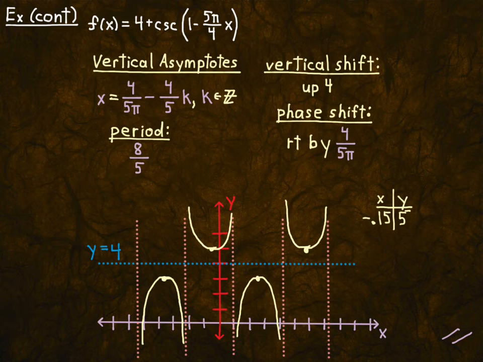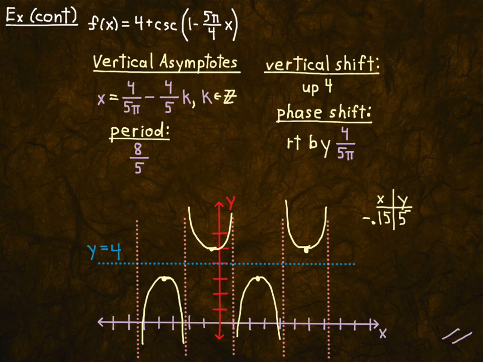So, yeah, why did I do negative 0.5? Well, that's approximately halfway between these two asymptotes. I figured out what the asymptotes were and then just averaged the two numbers. It gets me halfway between them, and that's approximately negative 0.15. And so I plugged that in.